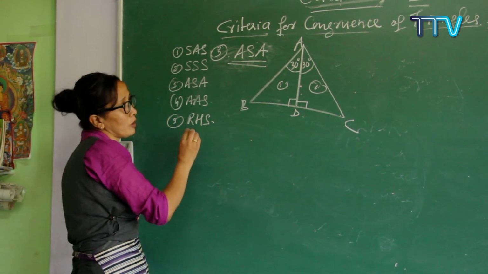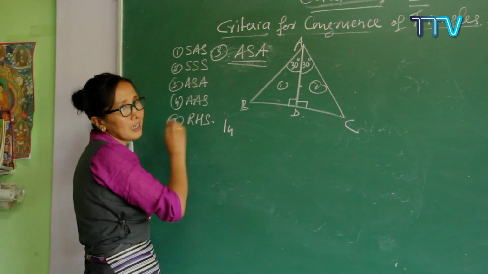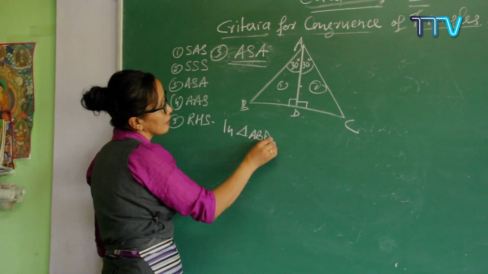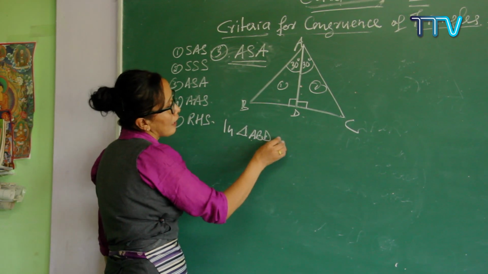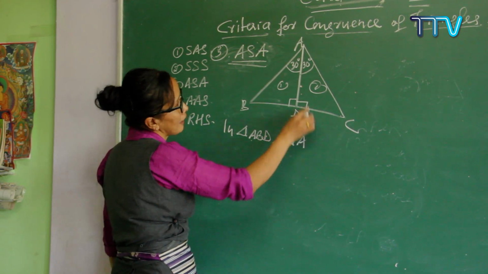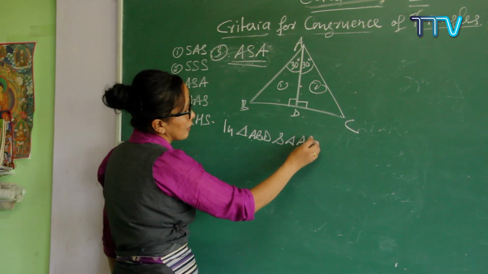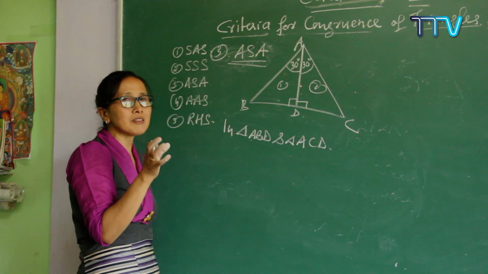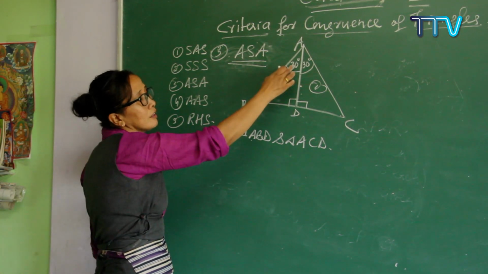Understood? Let me prove one by one. So see here, when you write it down, you can write in this way. In triangle ABD and triangle ACD, write in order. In these 2 triangles, which parts are equal to each other? First of all, this part.